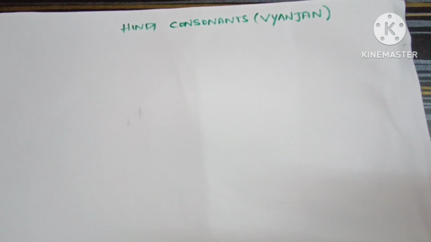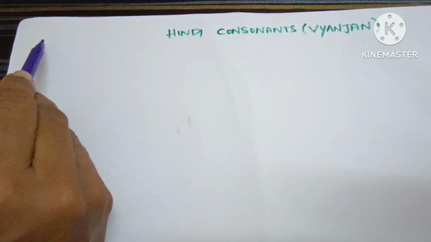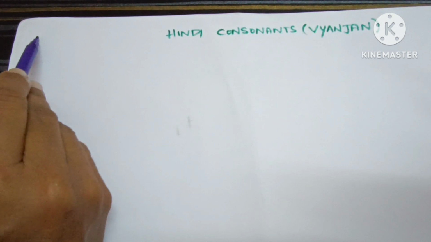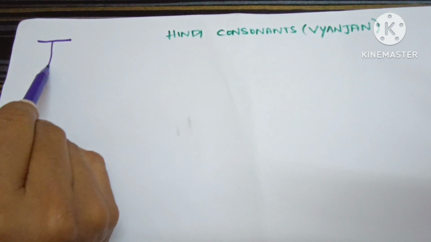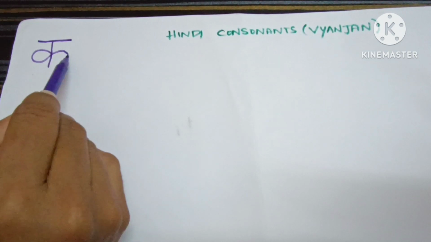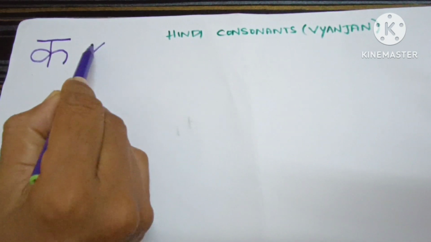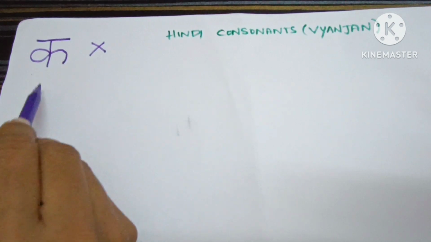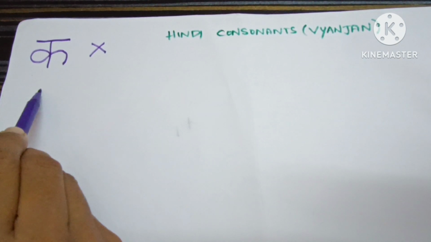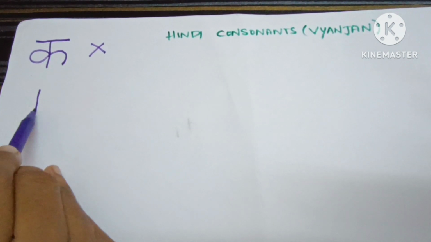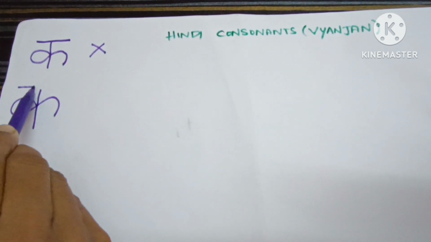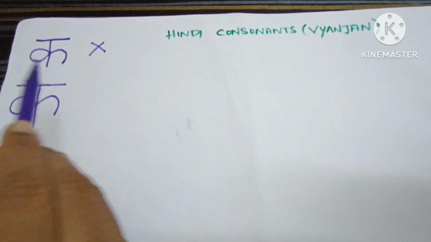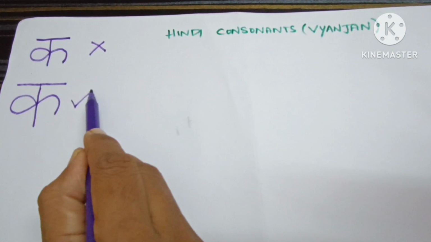So before starting the letters, I just want to tell you that never write a letter starting with the horizontal line, then a vertical line. Don't write like this. It's a wrong way of writing the alphabet. Start with a vertical line, then second step, and end with the horizontal line. This is the correct way of writing.